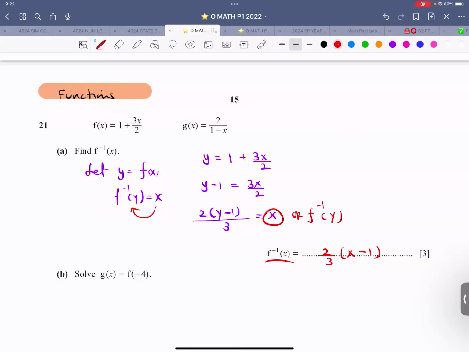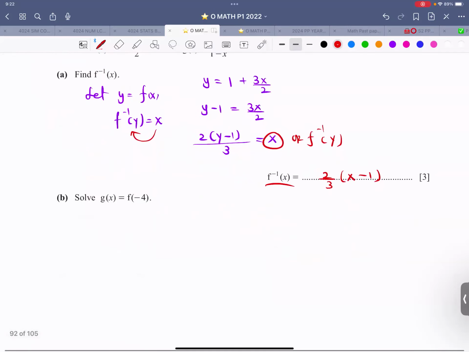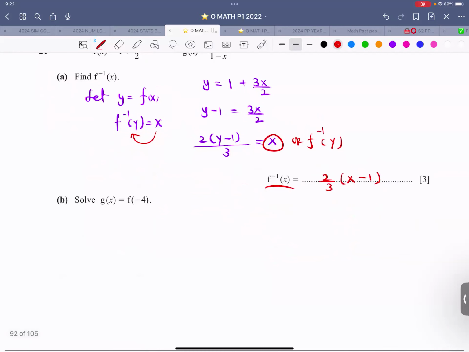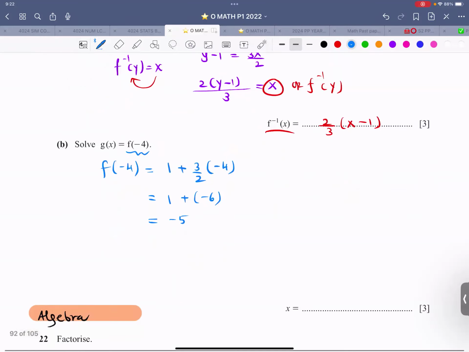This is question number 21, part A. The next one, g(x) is f of minus 4. Solve. So first of all, let me evaluate f of negative 4. So f(x) is 1 plus 3x over 2. 1 plus 3 over 2 times x, which is negative 4. This is 1 plus, and this is negative 6. So this is negative 5. That's the value of f of negative 4.